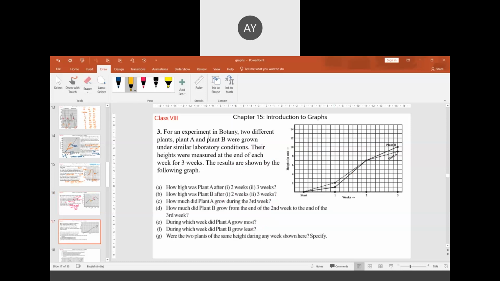For an experiment in botany, two different plants, plant A and plant B, were grown under similar laboratory conditions. Their heights were measured at the end of each week for 3 weeks. The results are as shown in the graph. Weeks are mentioned on the x-axis, and the height of the plants on the y-axis.